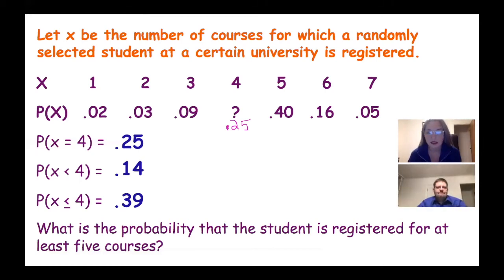What is the probability of less than or equal to 4? So this is the difference between 1, 2, or 3 courses and 1, 2, 3, or 4 courses. So the equal to means included, which I'm sure you all know.